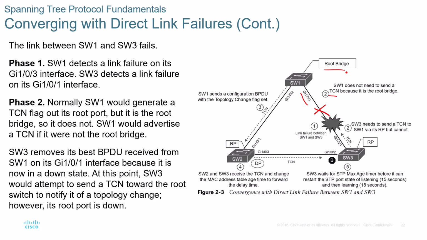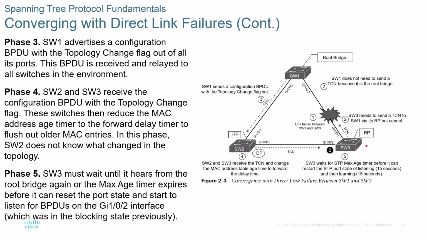Switch 3 will remove its best PDU received off that port, and then it will do a down state. Switch 3 would attempt to send a TCN towards the root bridge, switching to notify if the topology has changed. However, this port is down. So what happens? Phase 3, switch 1 will advertise a configuration change with the topology change because it detected the change. This BPDU is received and relayed to all switches.